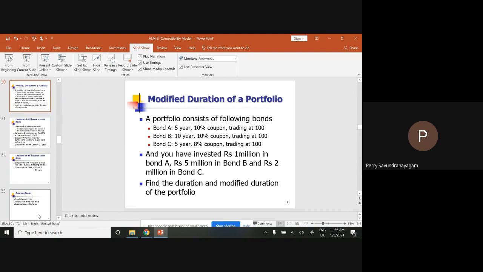Now, I'm not going to calculate the duration here, but in your eyes, what is the bond with the longest duration? B. What is the bond with the shortest duration? A. Why is it short? Because both are 5 years. Coupon. Coupon is high. Very good.